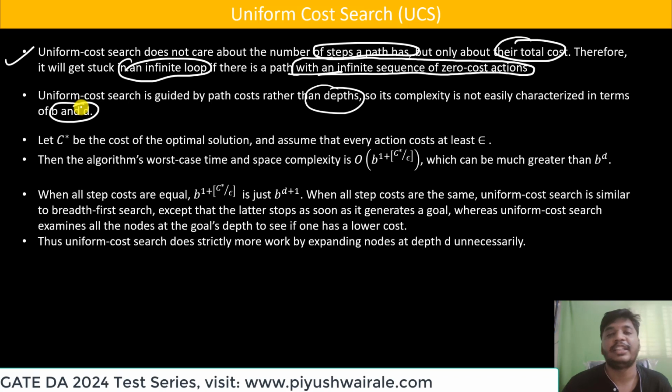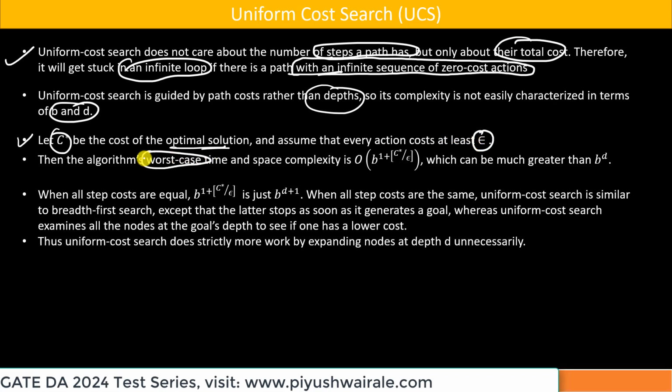So what are the time complexity and space complexity in this case? Let us consider C star to be the cost of the optimal solution, and assume that every action takes at least epsilon cost. Then in the worst case, the time and space complexity will be order of b to the power 1 plus C star divided by epsilon, right? This will be the time and space complexity of uniform cost search, which can be much greater than b to the power d.